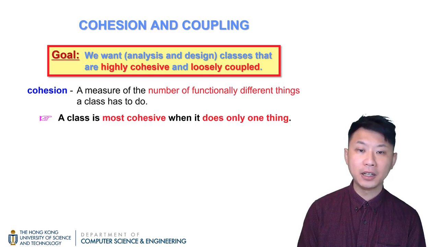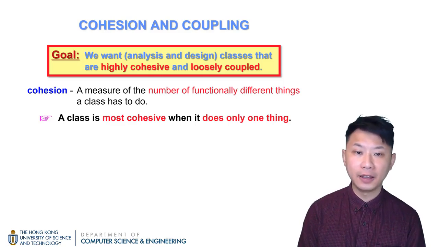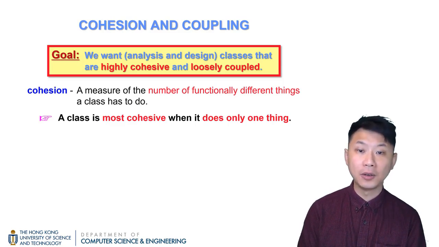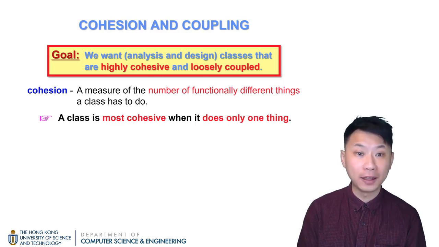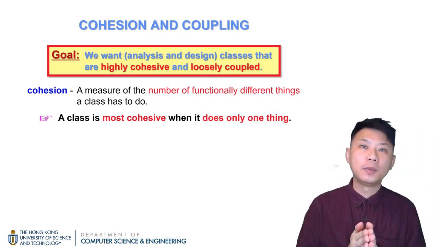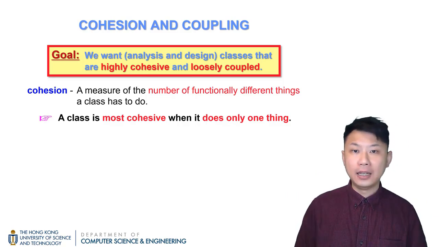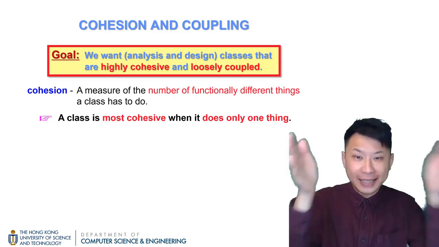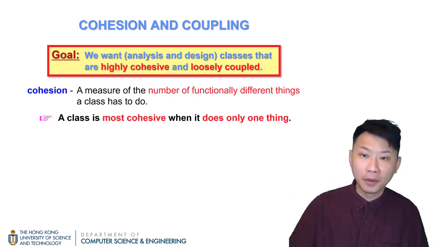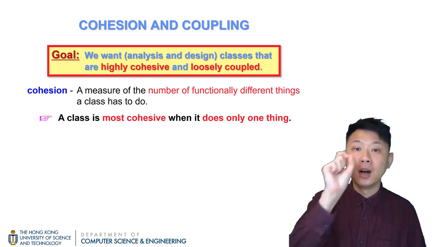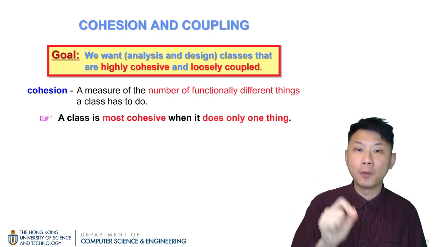Cohesion is a measure of the number of functionally different things that a class has to do. And a class is most cohesive when it only does one thing. So that means each class should be responsible for just one thing. And you should not merge multiple classes together as a big class that is going to be responsible for multiple things. So that's what we mean by having high cohesion. One class should be responsible for one thing.